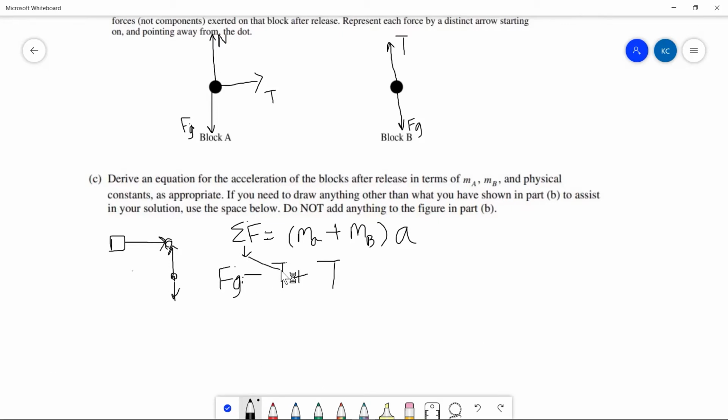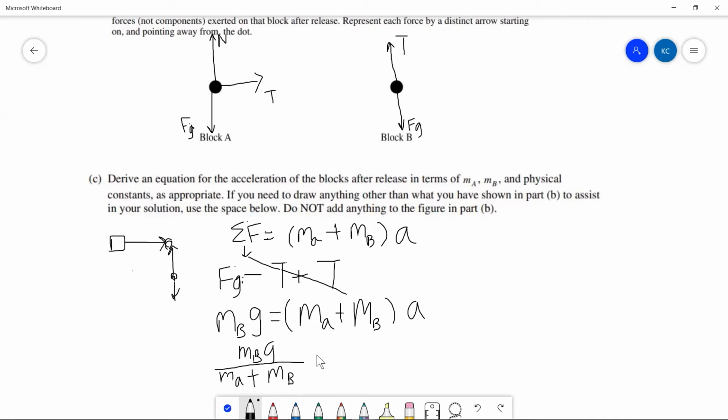So we can see that the minus tension and plus tension cancel out. If we expand F of G, which is the force of gravity on block B, that means it's the mass of block B times the gravitational constant G. So mBg is equal to our previous part, mass of A plus mass of B, all times the acceleration. We can solve for acceleration by dividing both sides by mA plus mB. We get mB times g all over mA plus mB, and this is what is equal to our acceleration.